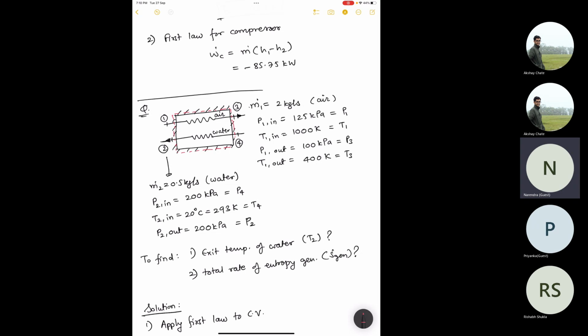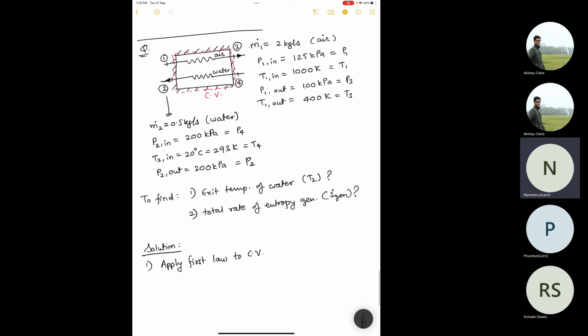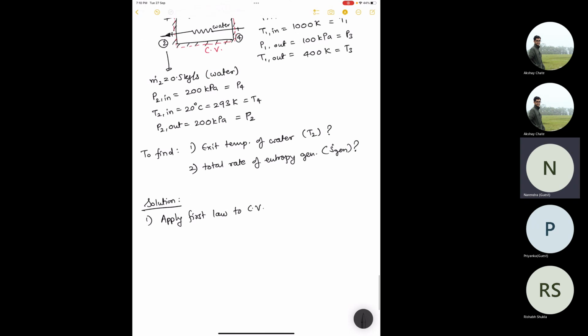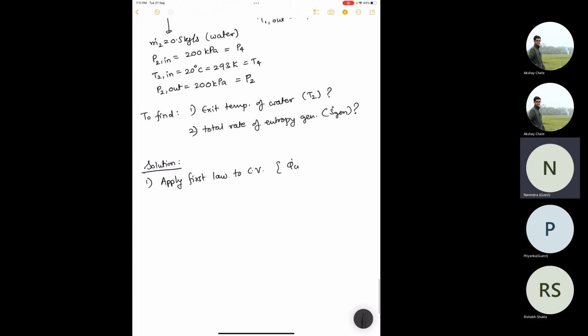This is an important step actually. Many times we forget to define the control volume because we understand that this will be the control volume, but if it's a subjective question and you don't do that, you'll lose marks. So anyway, now first law: there is no heat loss, there is no work done also. So Q dot CV is 0, W dot CV is also 0.